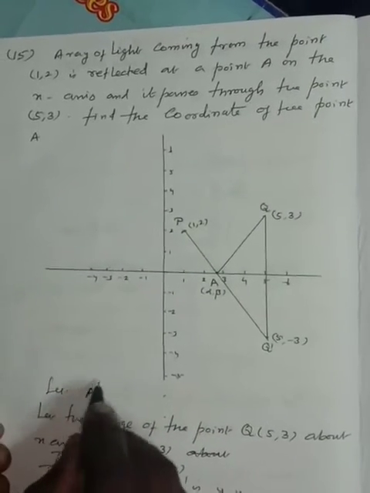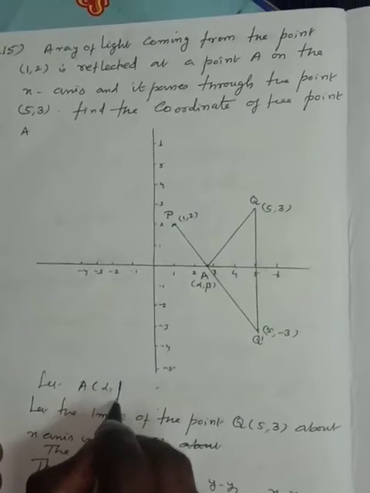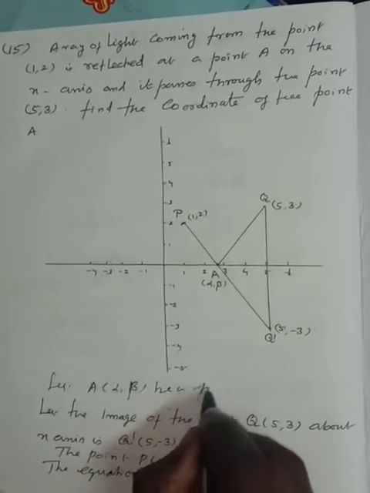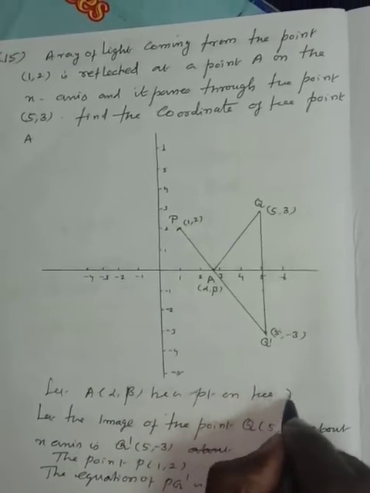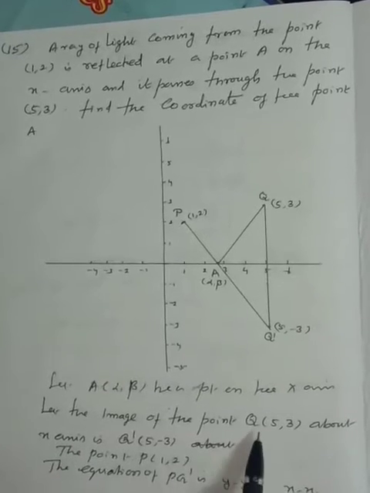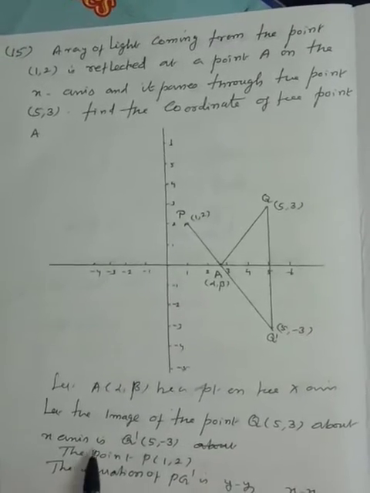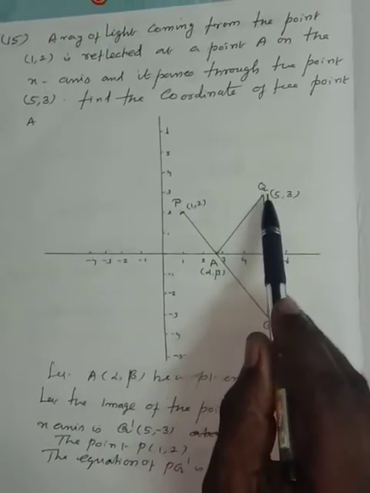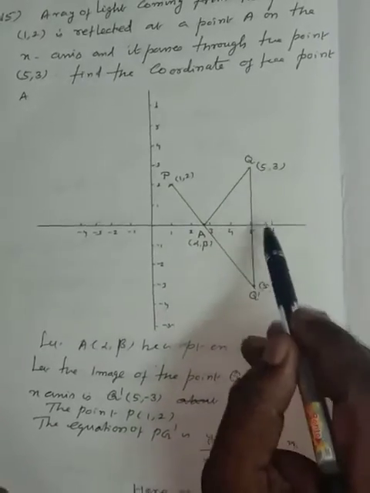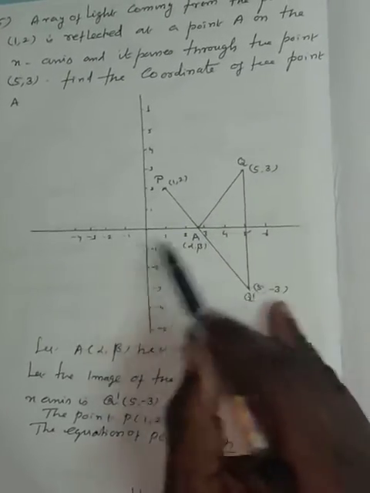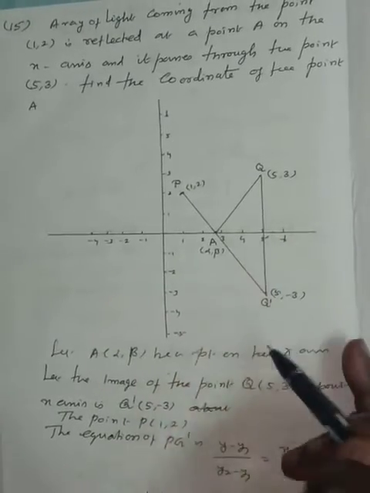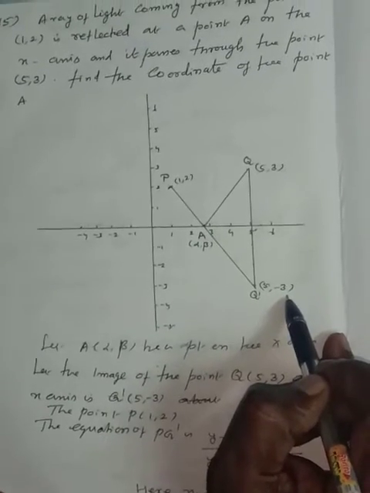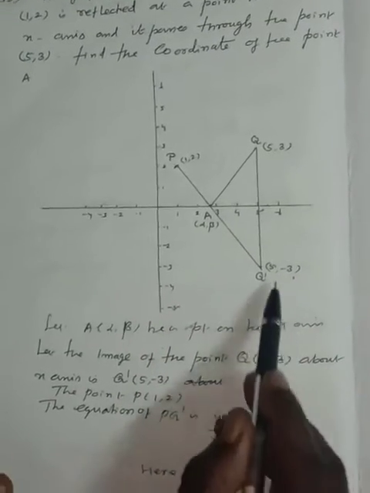Let A of alpha comma beta be a point on the x-axis. Let the image of the point Q, 5 comma 3, about the x-axis be Q dash, 5 comma minus 3. Let us take the x-axis as a mirror. The ray is reflected, so passing through 5 comma minus 3 is the reflected point.